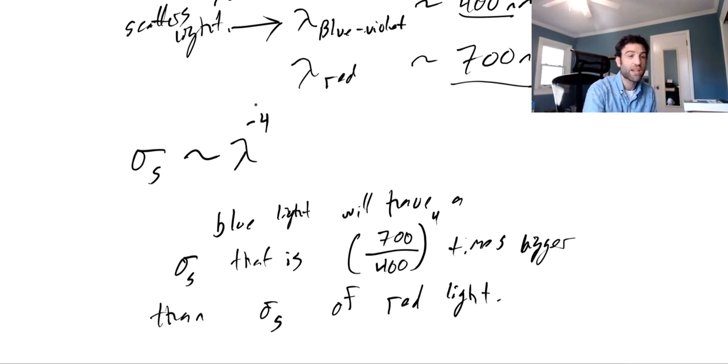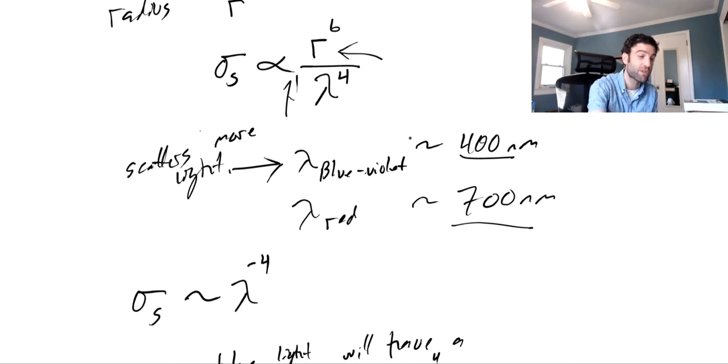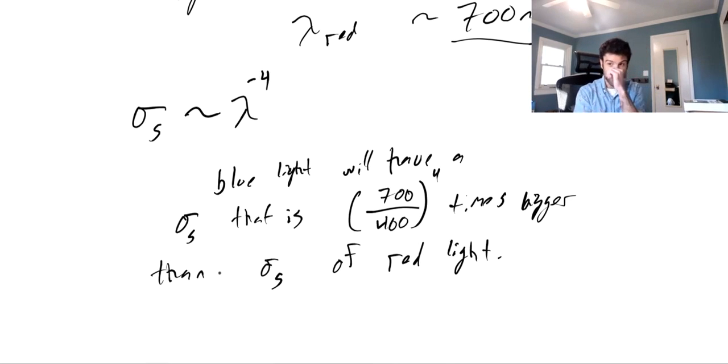Right. So if I look at this formula, I compute the scattering cross-section where lambda is 400 nanometers, and then I compute it where it's 700 nanometers, I'll find that blue light has a cross-section which is 700 over 400 to the power of 4 times bigger, and that's a little bit more than 9.3 or something like that. It's really not very much.